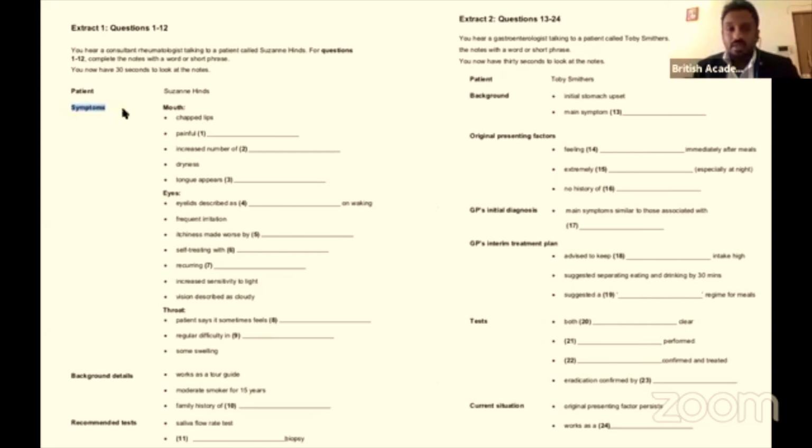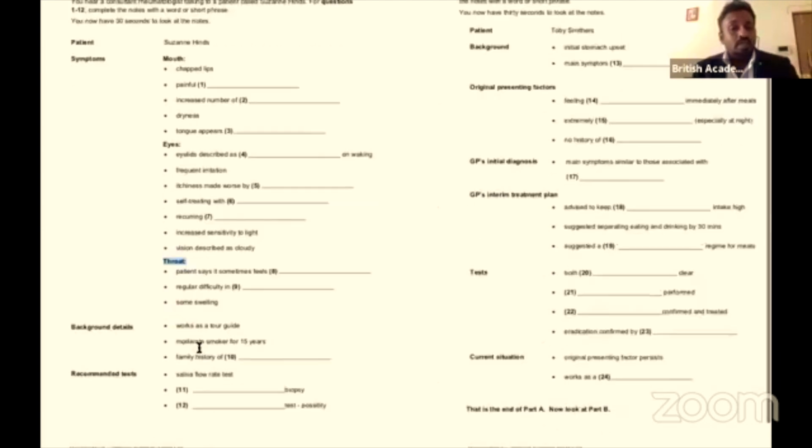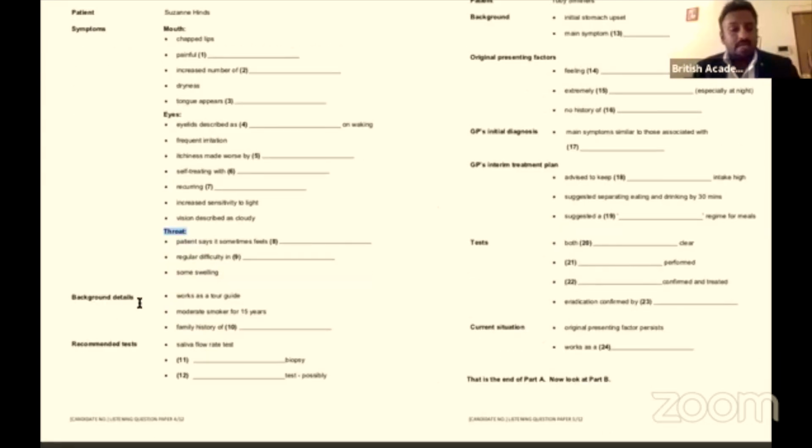First, they're going to speak about symptoms. Then the signpost words are mouth, eyes, throat. So this communication is going to be about the symptoms the patient is suffering from. First, they're going to discuss the mouth. Second, they're going to discuss the eyes, some kind of symptoms the patient is feeling related to the eyes. Then symptoms the patient is feeling related to the throat. Then we are going to speak about the background details, and then the recommended test. Okay, so this is how we are going to do our test.